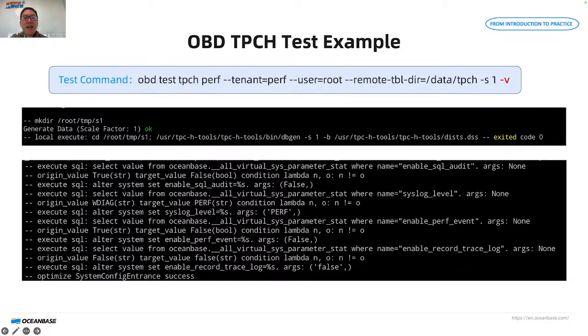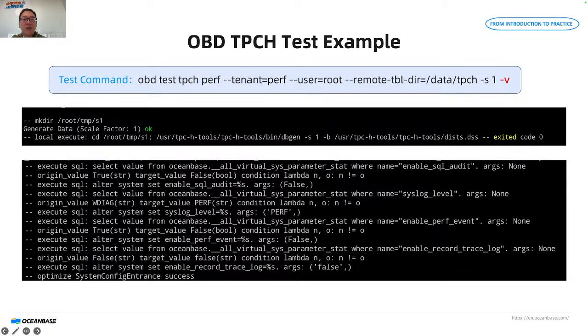The second test case shows the -v parameter we just mentioned. Since there are many logs after adding the -v parameter, we will give two examples. The first example is a screenshot of the data we generated. After adding -v, you can see that OBD will generate 10 test data based on Nut native tools.